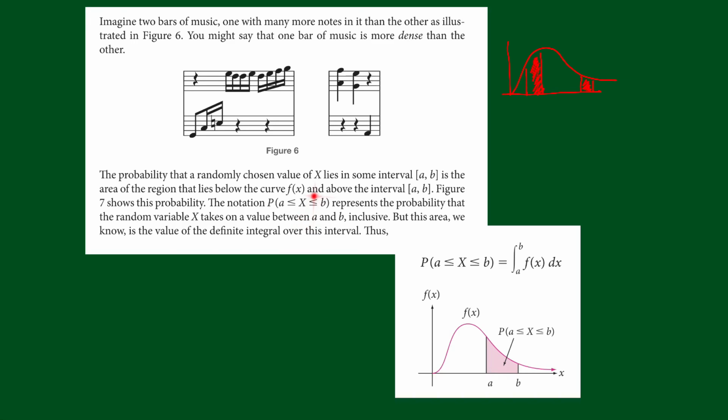Now what we're saying is this. The probability that a randomly chosen value of X lies in some interval AB is the area of the region that lies below the curve, right, below the curve, and above the interval. Now this figure shows exactly that. Okay, now what I'm saying is this. This area we know is the value of the definite integral. So here's what this is. Now, if you take a calculus course, you may see this. This would appear in Calculus 3, the third semester of calculus, but there's a name for this curve here. We can call it this.